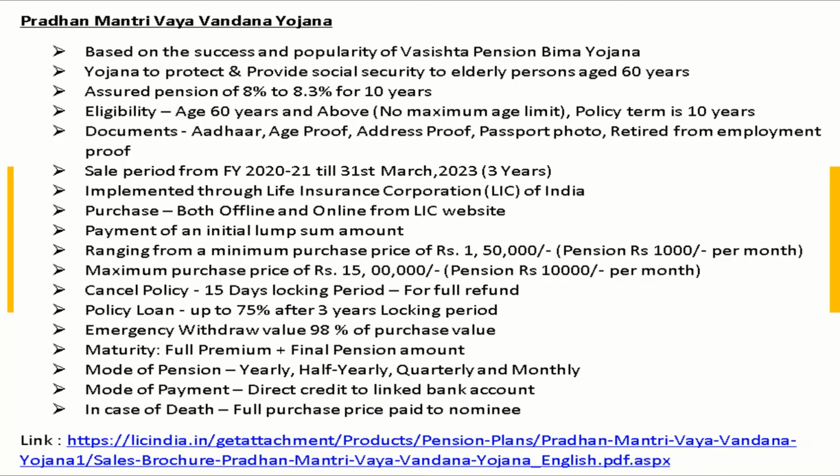Once you enroll for the scheme, you have to be with the scheme for 10 years. So this policy term is 10 years, for 60 and above. There is no upper age limit. At any age you can enroll. For this, the documents are Aadhaar, age proof, address proof, passport photo, and you also have to give a certificate stating that you have retired from your service, that you are no more an employee anywhere. The sale period for this is financial year 2020-21, and it will last for 3 years until 31st March. So before that, you can take this policy.